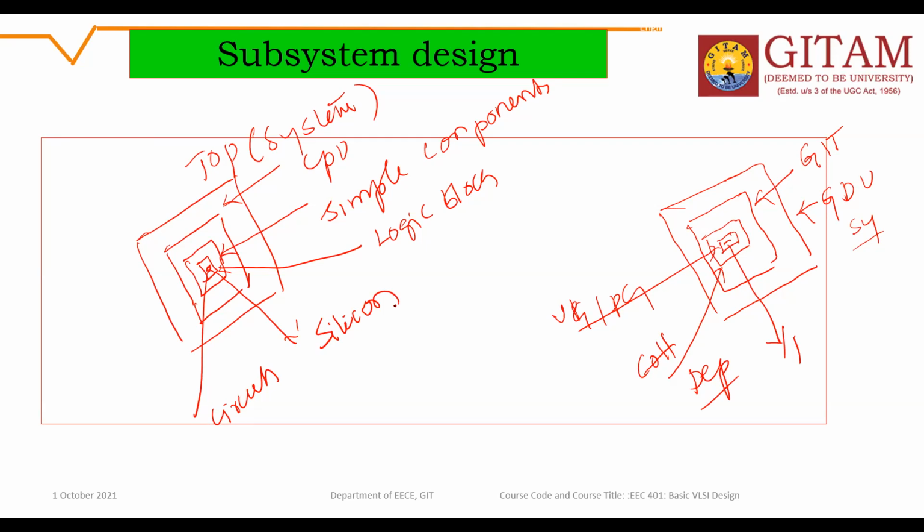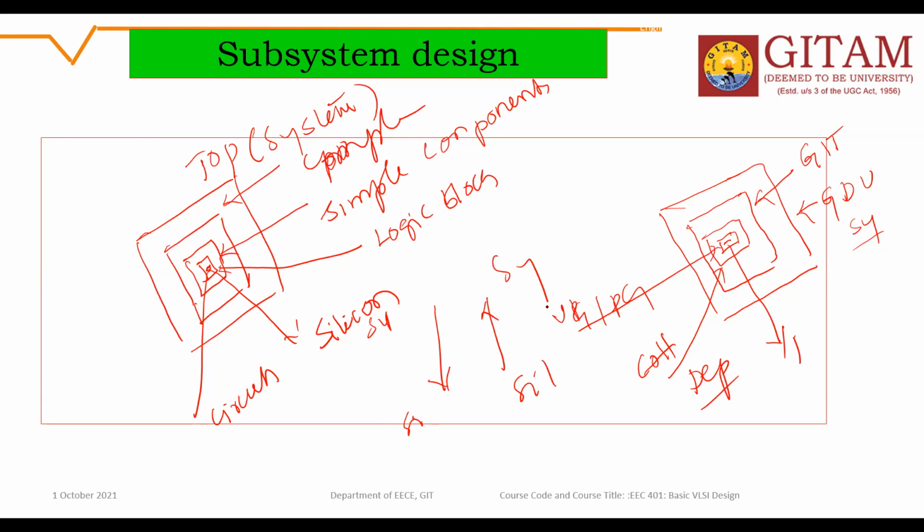So with the components we can go for the computer, the central processing unit. Then our complex units, you can write complex units. With the complex units, you can build the system. So like that, there is a hierarchy: top-down or bottom-up. Top-down means system to silicon, and bottom-up means silicon to system.